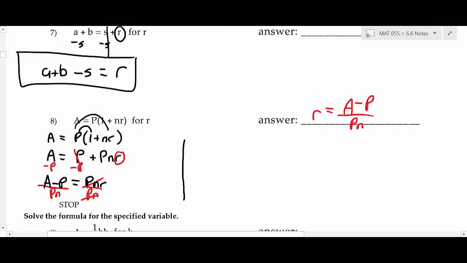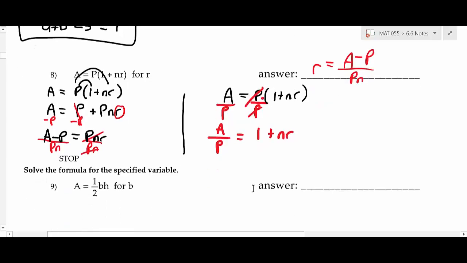Okay, now I'm going to teach you one other way. Okay, because it's right. Okay, let's write down the problem again, and let's look at it this way. So another approach would be you could start by dividing both sides by P. I'm trying to get R by itself. That's a valid thing to do because that P is multiplied by the rest of the problem. So write this down because I want you to know this way too. So that's A over P equals 1 plus NR, right? Okay, so you could start that way.